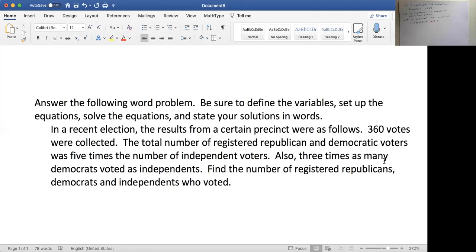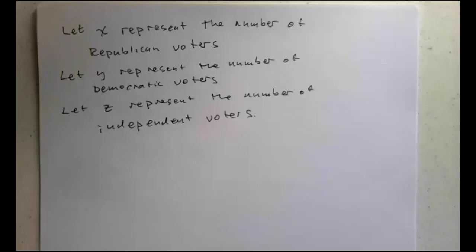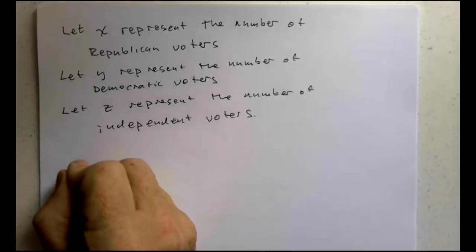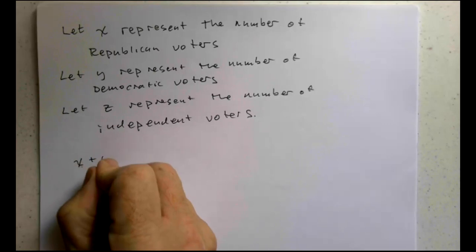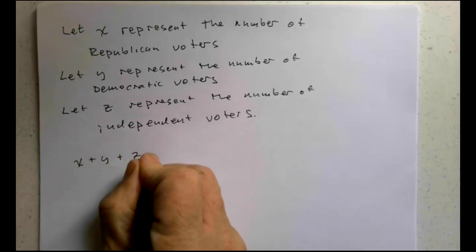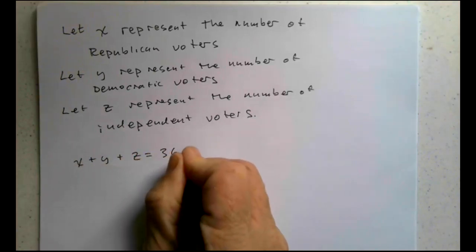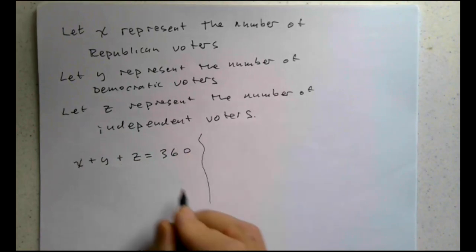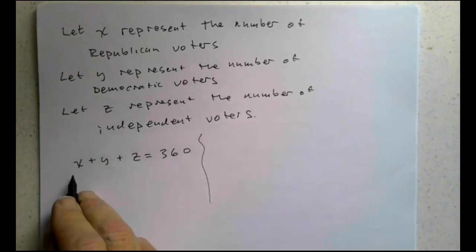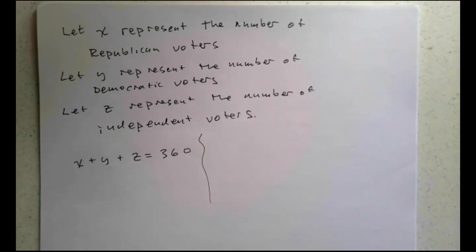So if that's the case, if there's 360 votes total, we know that X plus Y plus Z is going to have to equal 360. Total number of votes is 360. We're assuming they come from these 3 parties, and that's our result.